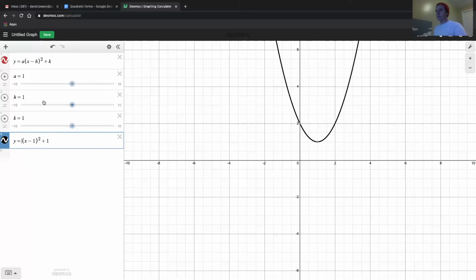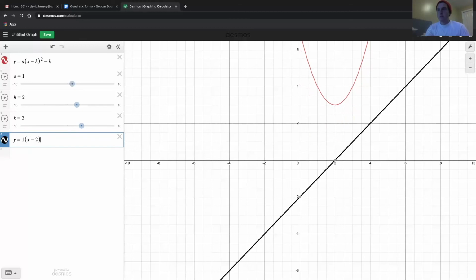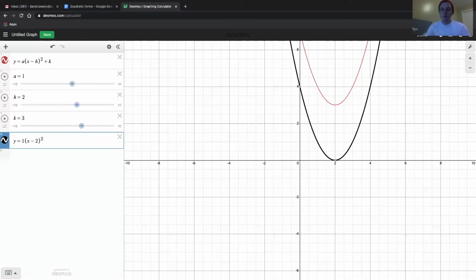Let's change the values here and see our new vertex. So let's go to 2, 3. We'll get rid of this because we don't need that anymore. So now, again, the vertex is at 2, 3. But if we wanted to write what this equation would look like, we'd have the 1 for the stretch factor, which we really don't need, x minus 2 squared, and then we have a plus 3 on the outside. So the vertex is at 2, 3, but the equation is going to be x minus 2 squared plus 3. That's how you get it at 2, 3.